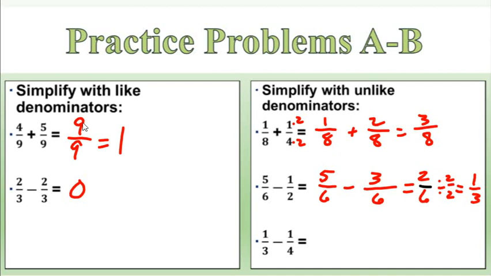And the last one, 1/3 minus 1/4. Common denominator is 12. So I have two fractions that have denominator as 12. I multiply the first fraction by 4/4. That gives me 4/12. The last one I multiply by 3/3, and that gives me 3/12. 4/12 minus 3/12 equals 1/12.